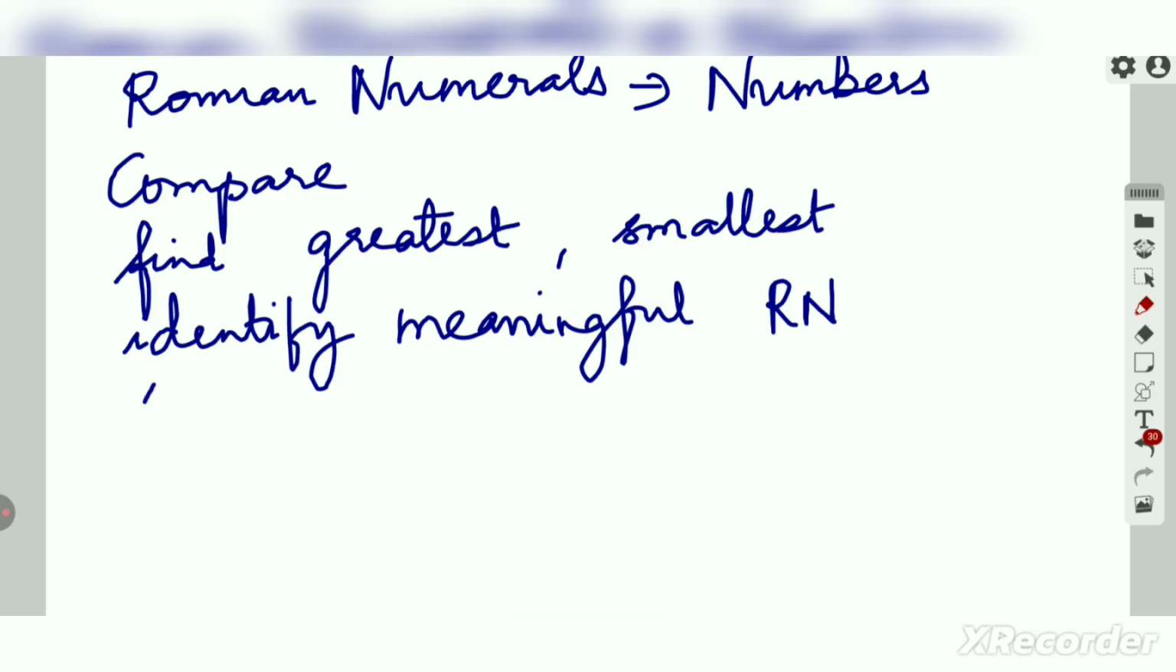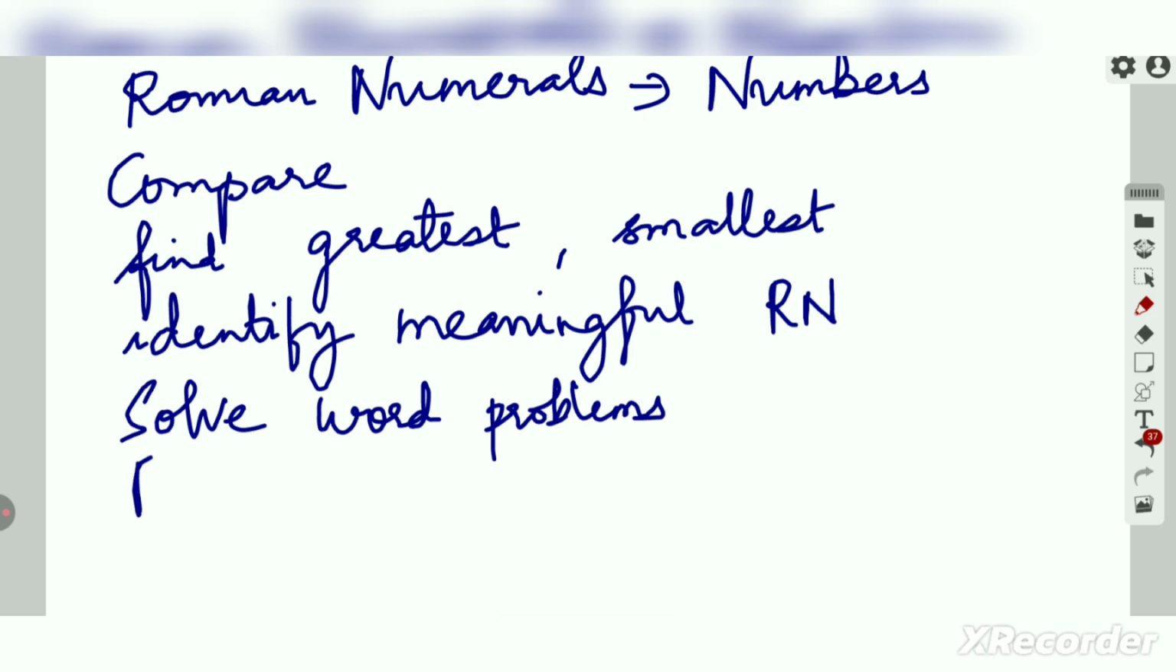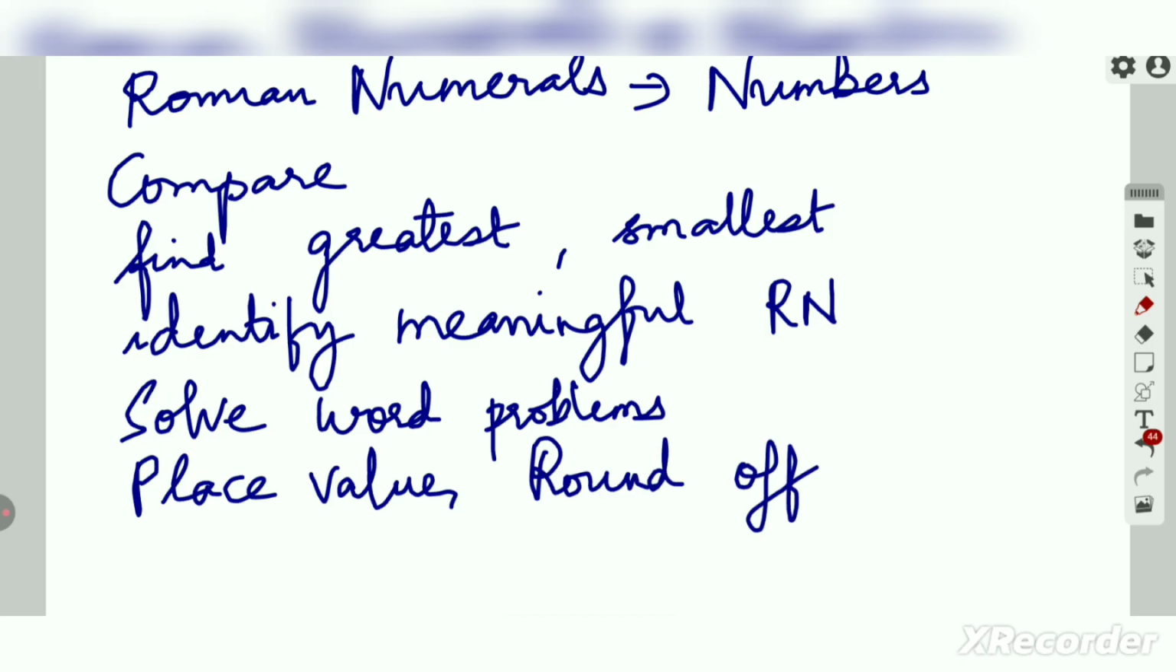Next, you will have to solve word problems. Next, place values may be asked. Rounding off the numbers: a Roman numeral will be given and you will be asked to round it off to its hundreds place or thousands place. That type of questions may be asked. And even Roman numerals may be combined with other concepts, and such questions also may be asked in the Olympiad. So in our upcoming videos, we are going to look at these different Olympiad question patterns one by one and learn how to solve them.